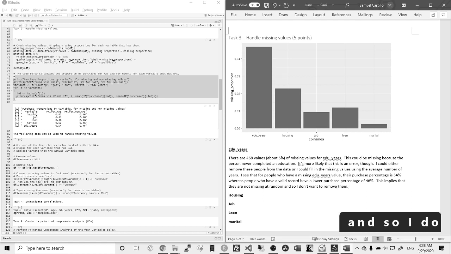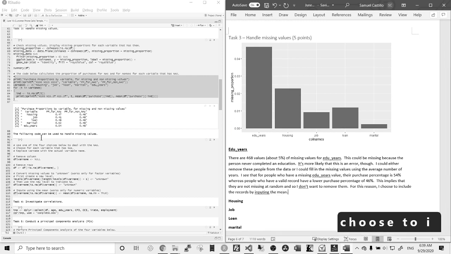I don't want to remove these records because there's some predictive power. If the value is missing, it means that they're more likely to purchase the product. And so I want to include that information. So for this reason, I choose to include the records by imputing the mean.